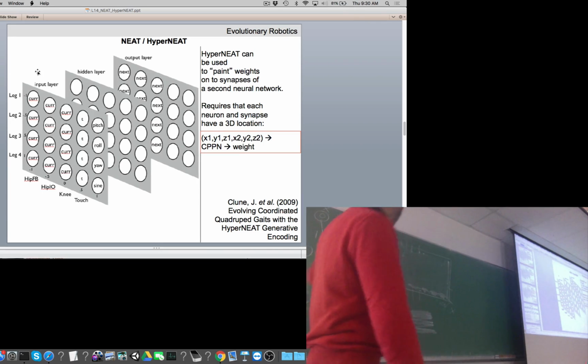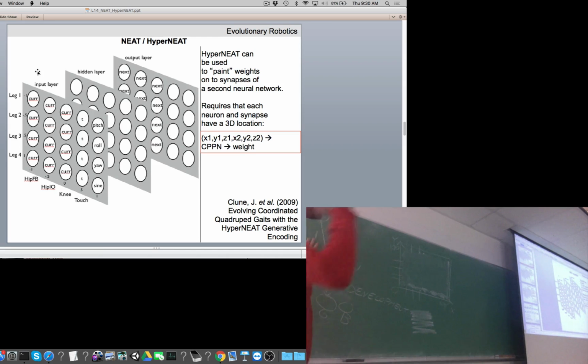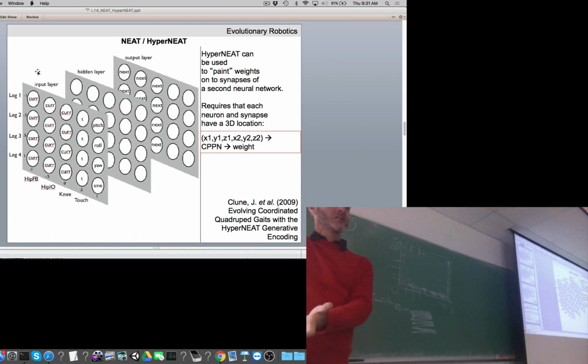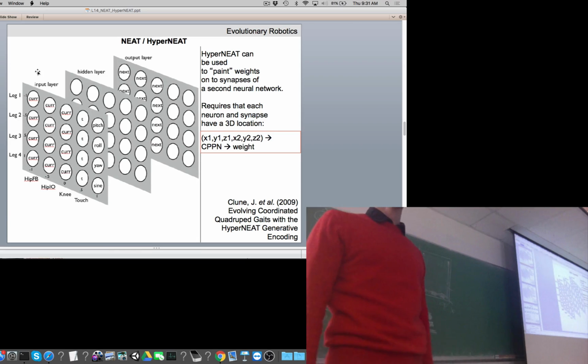So instead, evolution is going to evolve a much smaller neural network, a CPPN. That smaller neural network is going to paint synaptic weights onto a much larger neural network. This experiment can be a little bit confusing because evolution is evolving a population of neural networks. Each one of those neural networks is then painting or constructing another neural network, and that neural network is controlling the robot. We're now talking about a pretty complex algorithm, but there's a good justification for doing this.